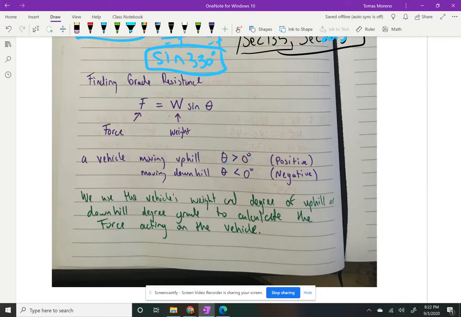So usually it'll tell you the car's 1,000 pounds and it's going up 45 degrees uphill. So all you literally do is put F equals 1,000 times sine of 45. And you put that in your calculator, and then boom, it gives you the force. It's really not that difficult as far as calculations, because you just plug in what they give you and type it in the calculator. Just be careful with this. When it's going downhill, it's usually a negative number.